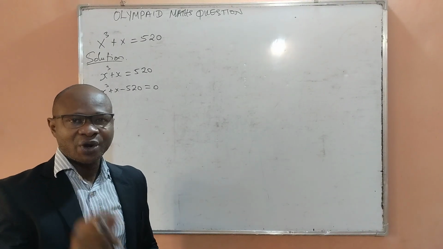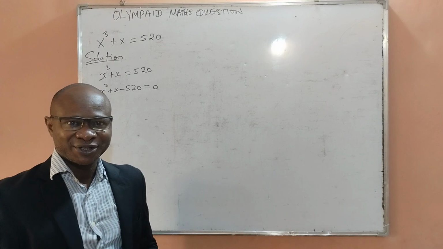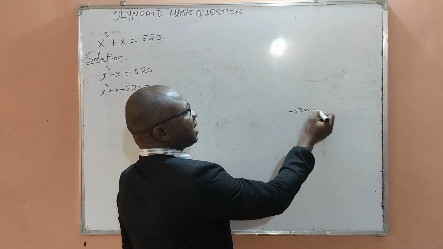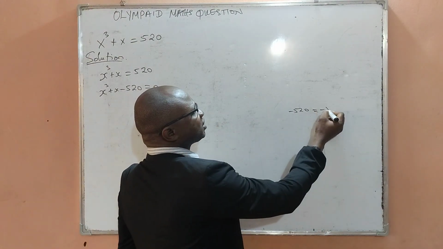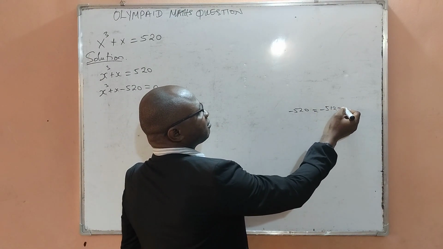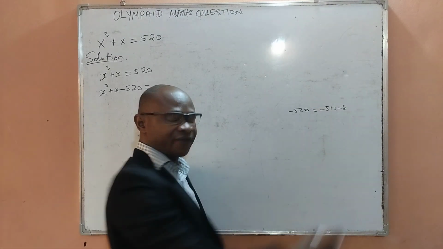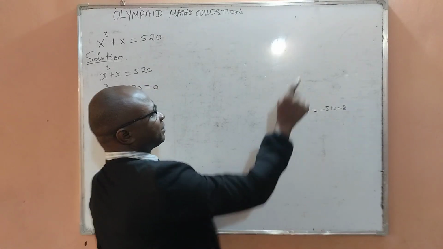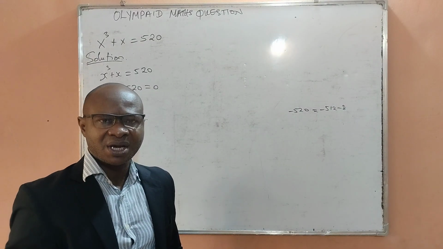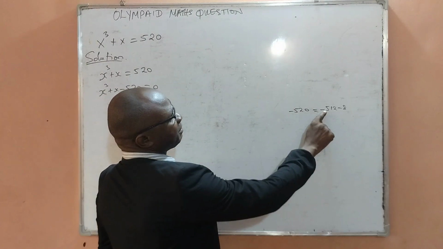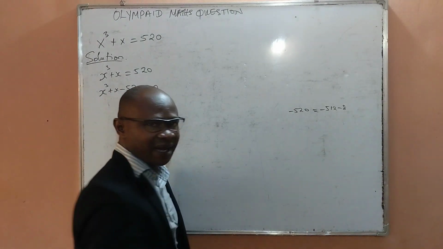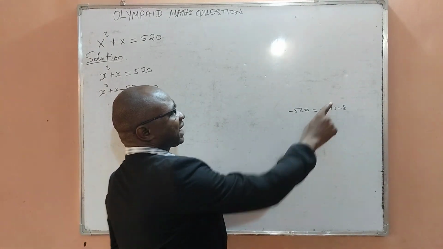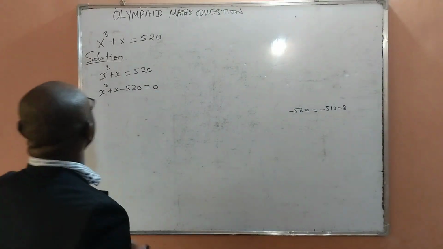Now, I want to express minus 520 as minus 512, then minus 8. Very correct, because if I add these two, I am going to get minus 520. Why do that? Because I know in 512, I can get 8 cubed. Just watch and see what we have.